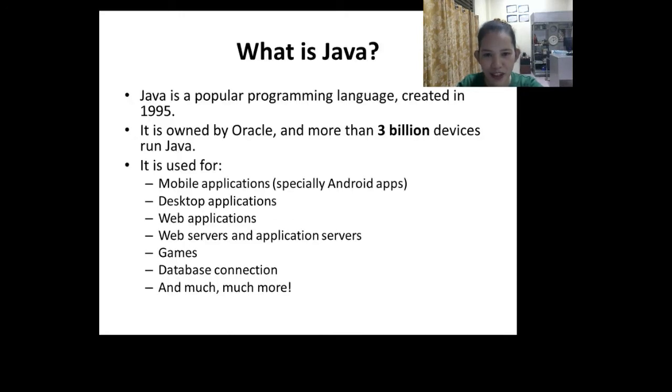What is Java? Java is a popular programming language created in 1995. It is owned by Oracle, and more than 3 billion devices run Java. It is used for mobile applications, especially Android apps. So mostly all of the Android apps in your phone are built using the Java programming language. It is also used for desktop applications, web servers and application servers, games, database connection, and much more.